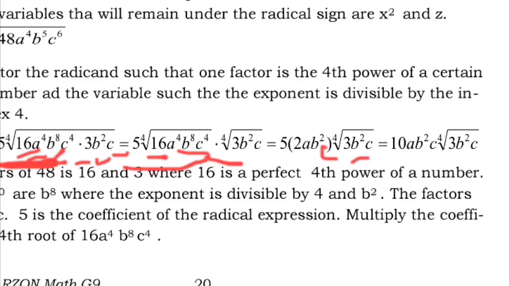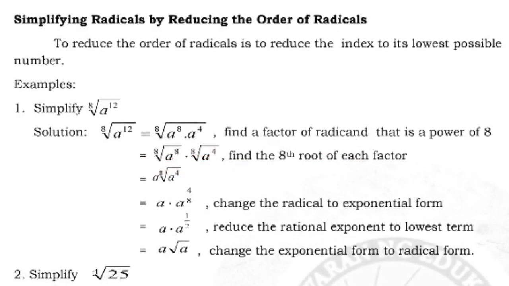Then multiplying 5 times 2ab squared c, we have 10ab squared c times the fourth root of 3b squared c. So this is our answer. Next is simplifying radicals by reducing the order of radicals. To reduce the order of radicals is to reduce the index to its lowest possible number.